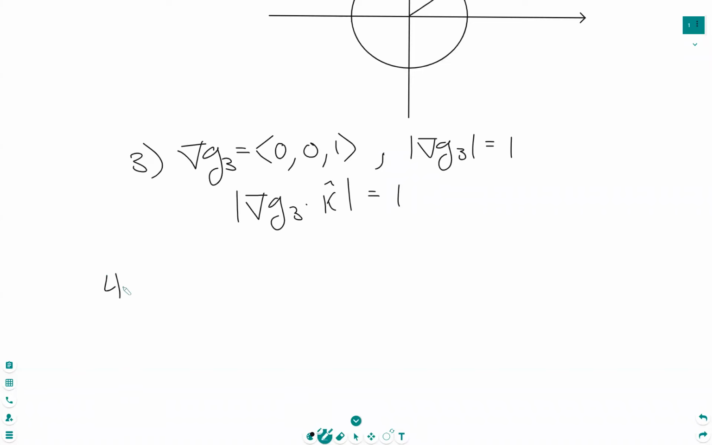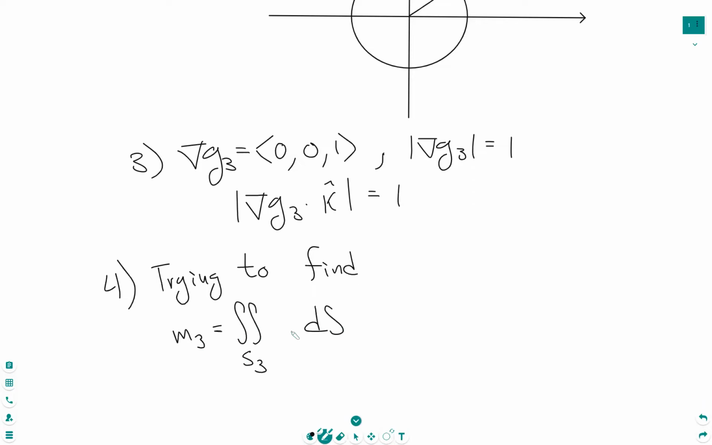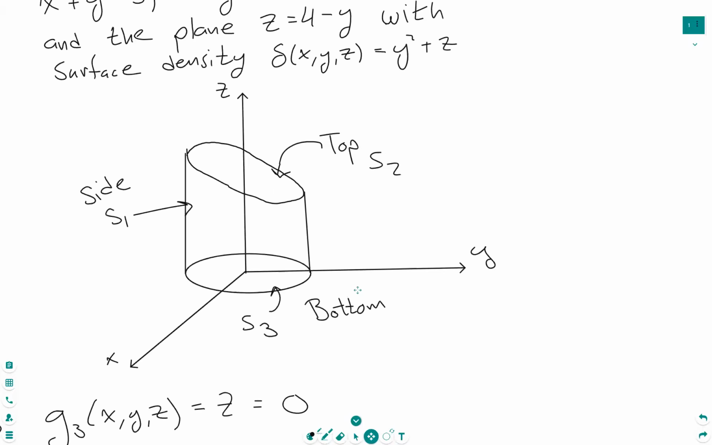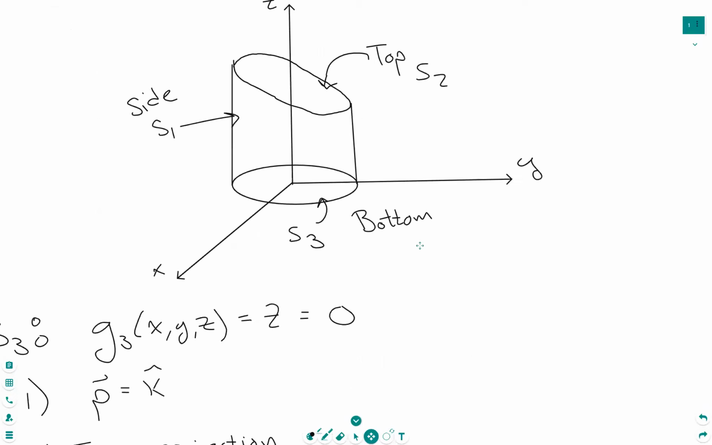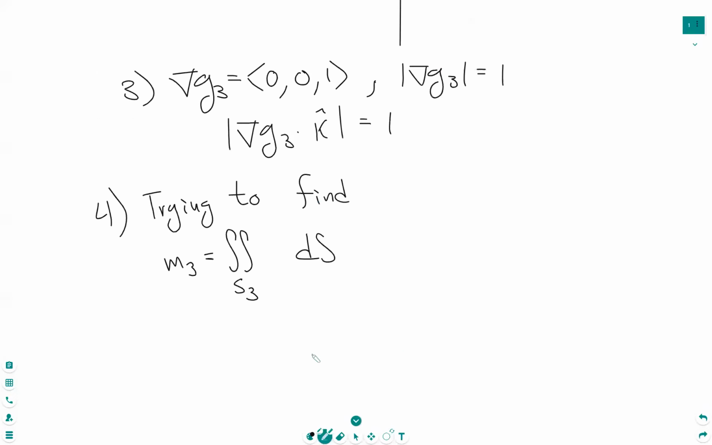So the one thing that we do have to keep in mind, though, is the thing that we're trying to calculate, we're trying to find the mass on this surface, so we need some density function here. So we actually have an integrand. So if we scroll back up, we've said that our integrand was this y² plus z, right? So here we've got y² plus z.